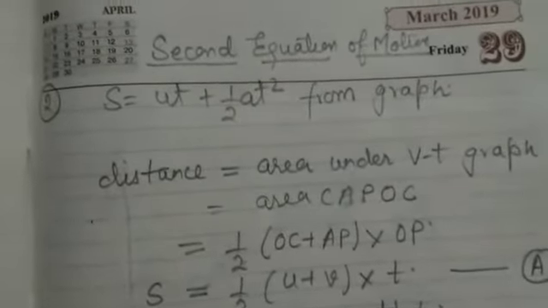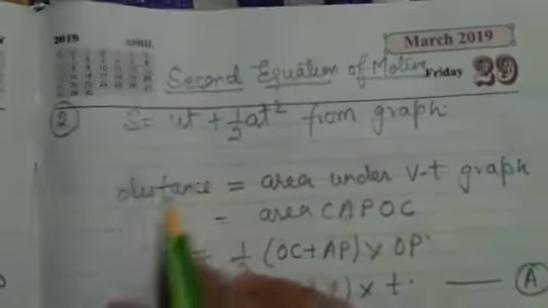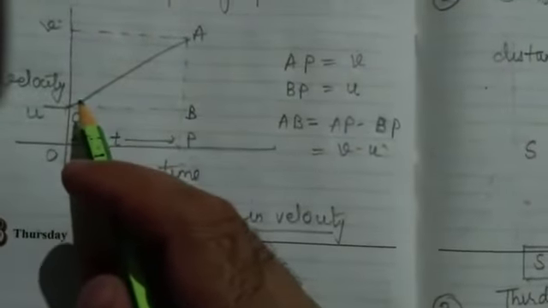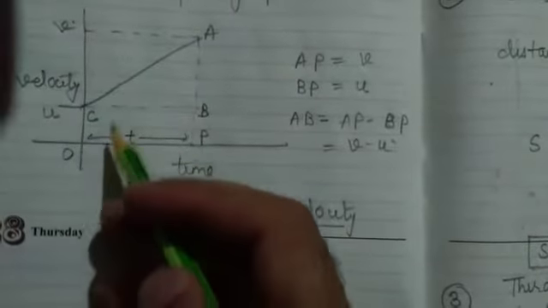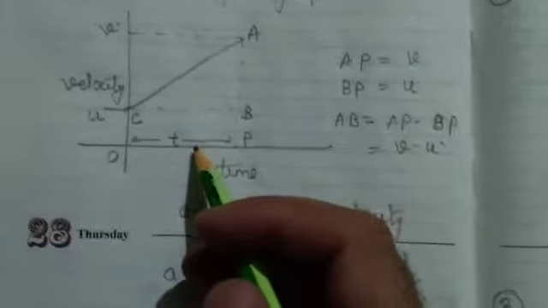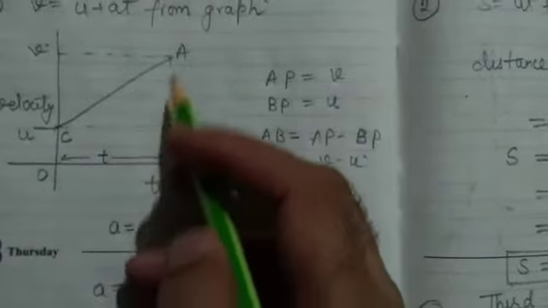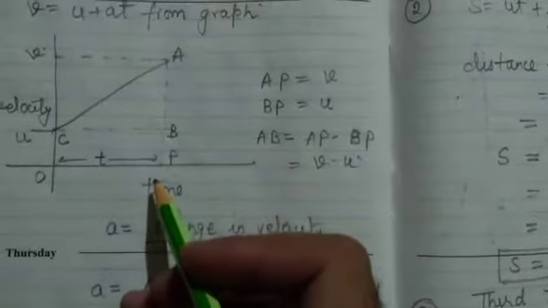Now we will go to the second equation of motion. So the second equation of motion is S is equal to UT plus half AT square, and we are deriving it from graph. Now we will again go to this graph. We know that we can calculate distance from this graph. The distance will be the area below the VT graph. So the S, that is this S, is the area under this graph, or we can say it is the area of this part, CAPOC.